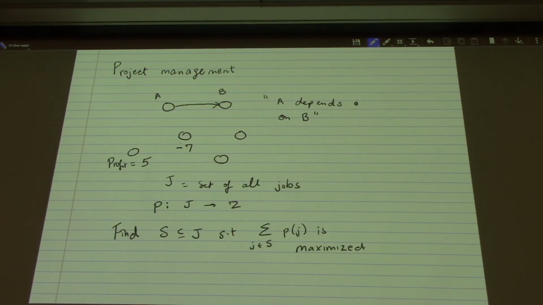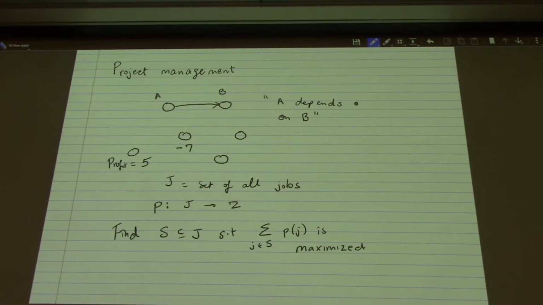Your goal is to find some subset of jobs to solve. I mean, you could try to do all of them, but that may not be the best thing to do, right? Because maybe some jobs are really, really costly, and you want to avoid them, and therefore things that depend on them. So you want to find some subset to maximize the profit.